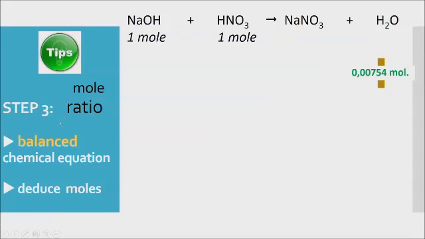So what are the requirements? I must have a balanced chemical equation. And then if I know the mole of this side, which is 0.075, then I know the mole of that side. Can anybody please tell me what is the mole of sodium hydroxide?